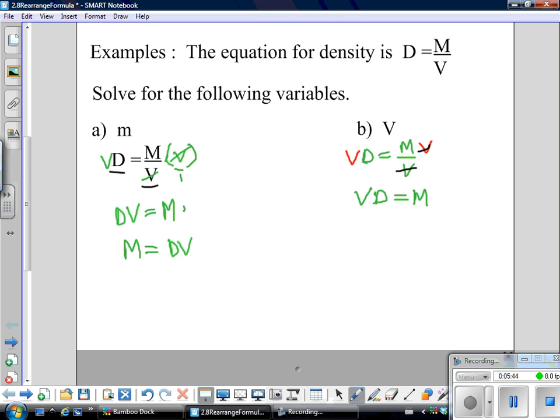Okay, so this one took a little bit more thinking on our part, a couple steps. So if I divide that side by D, I must also divide this side by D. And the reason we did that is now the D's are on the top and bottom, so they become 1. So I end up with 1V equals M over D.